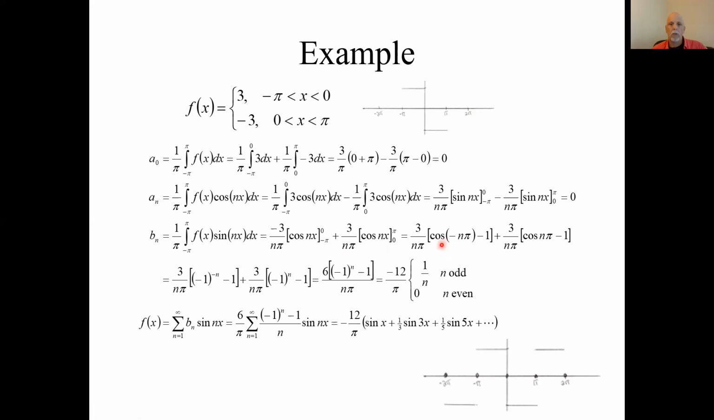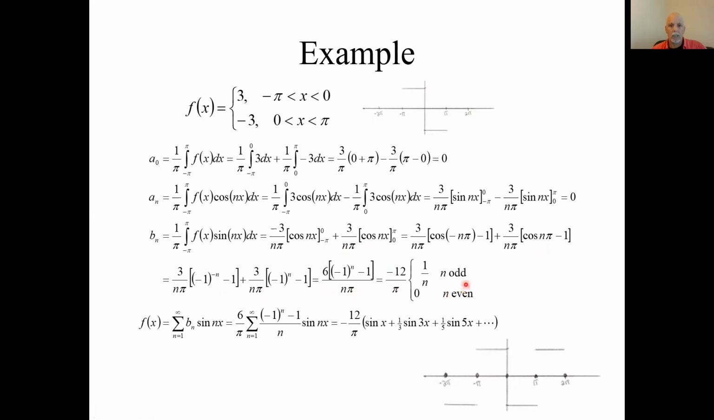But from before, you should know that the cosine of an integer number of pi is -1 to the n. So I can replace this cosine of minus n pi with -1 to the n. Replace this one with -1 to the n. Now we get two terms that are the same, so I can put them in one. So here are my b sub n's, my Fourier coefficients.